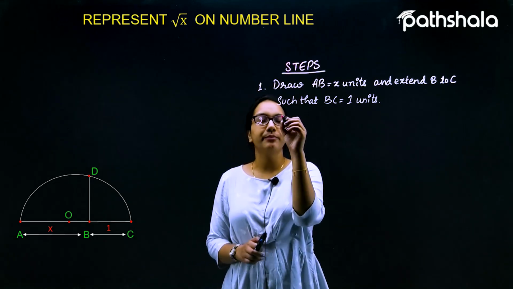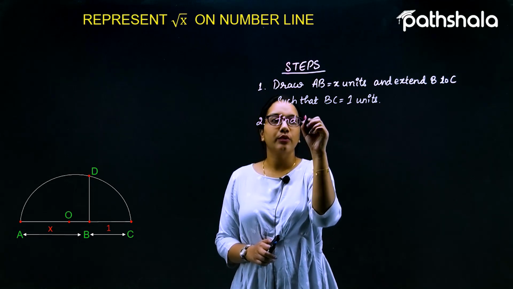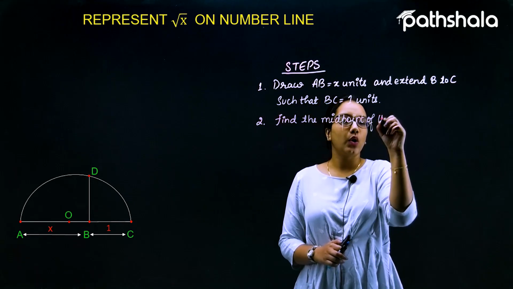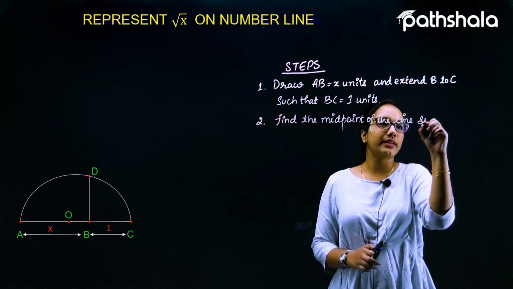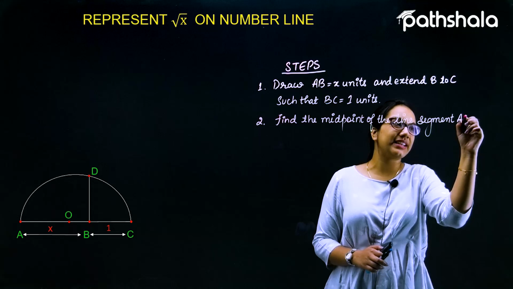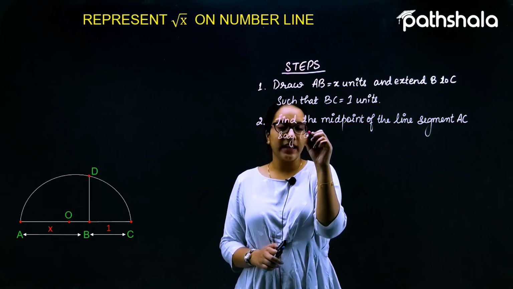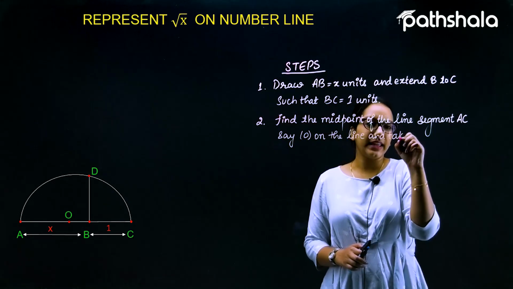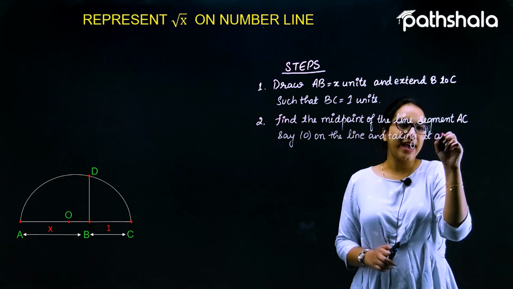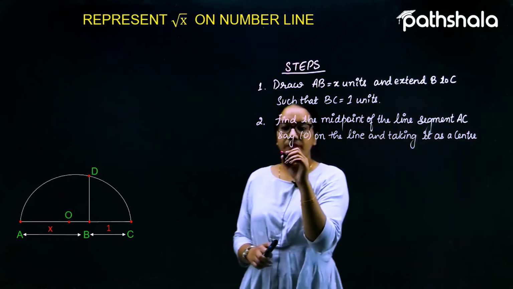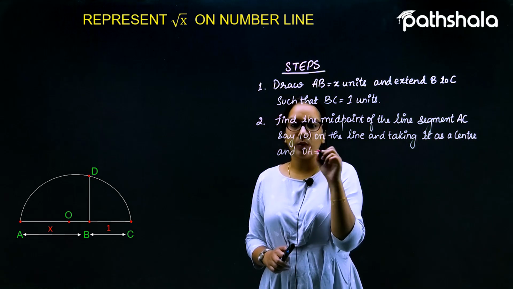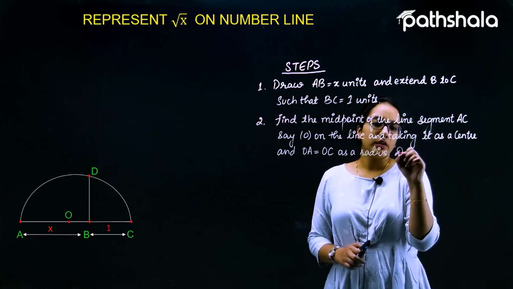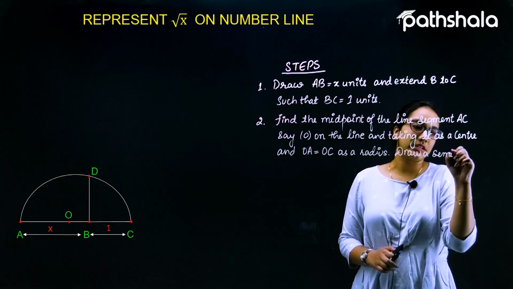The second step will be like, find the midpoint of the line segment AC, say O, on the line, and taking it as a center, and OA equal to OC as a radius, draw a semicircle.